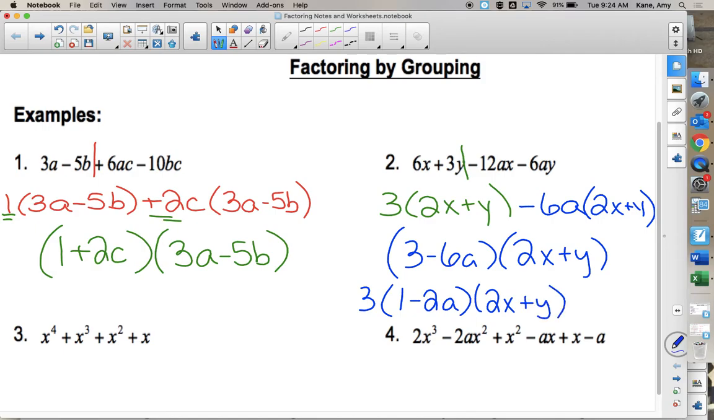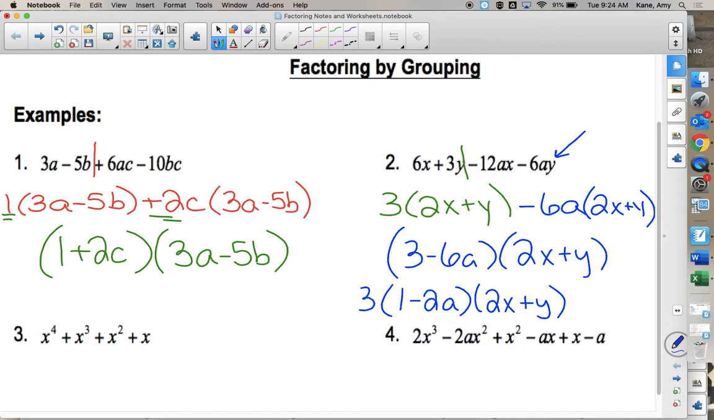What's that called, Josh? Pulling out a GCF. You could do it at the beginning in the first step. Is there a GCF? Yes. If you don't, that's okay. Make sure you don't move to the next problem before checking to see if everything is factored completely.